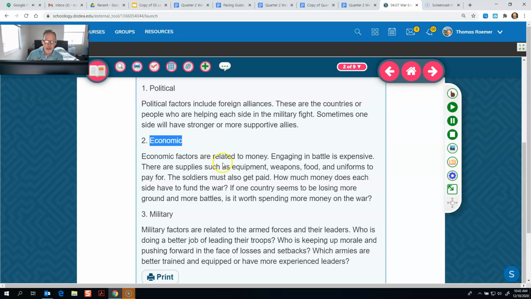Okay, the second one is economic, and economic deals with money. Okay, do you have money to buy things like equipment, weapons, food, uniforms, and pay? Okay, so if you can't do that, how are you going to fund the war? Okay, now remember, England had just fought in a war. They didn't have a lot of money. Okay, so they didn't have the economic factors as well as the United States, or as far as the colonists. Okay, and then they also had the political backing of France, and they gave them money as well. Okay, there's other things in economics that we'll talk about.